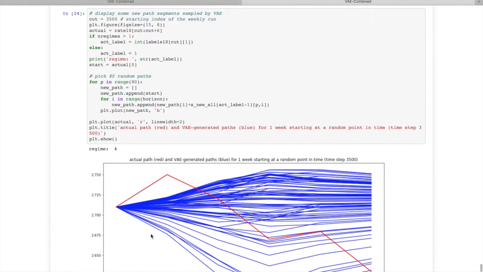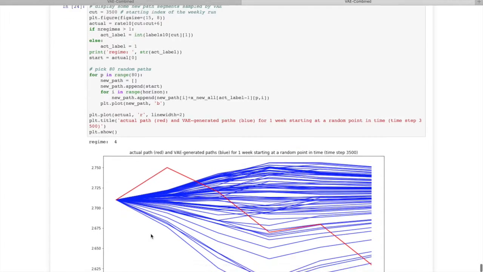Here's another example of path segments generated starting with day 3500 in the data series. I randomly picked this date for illustration. The actual historical path is shown in red, and the new paths are shown in blue.